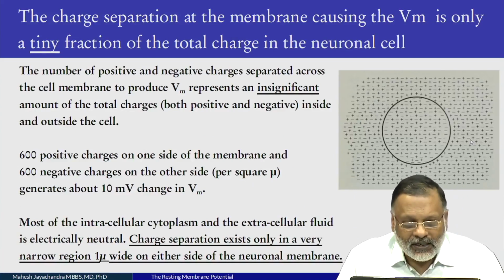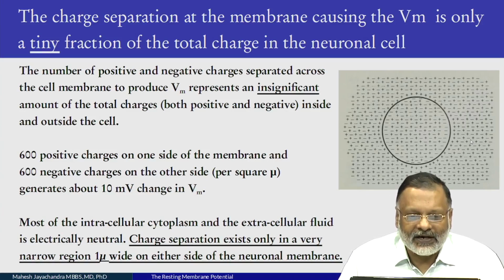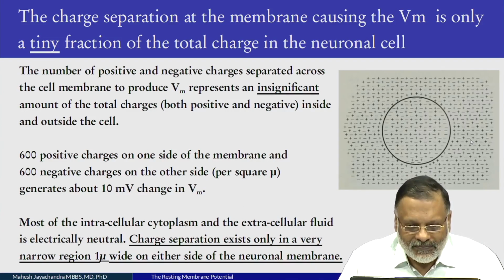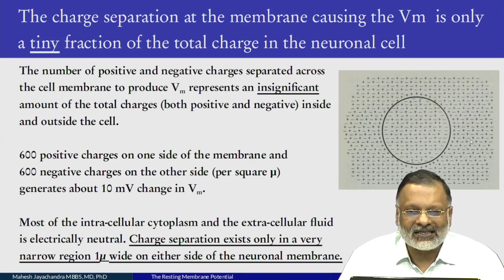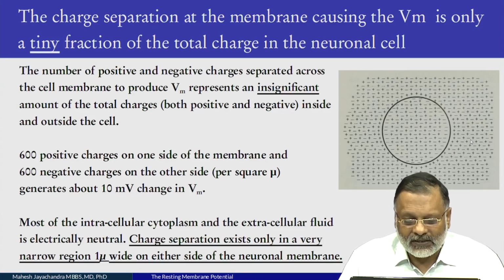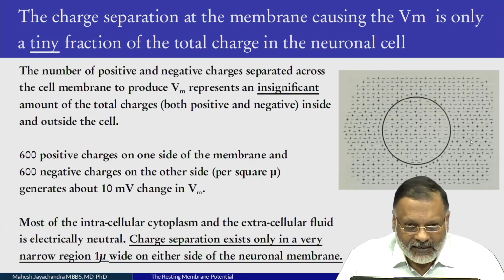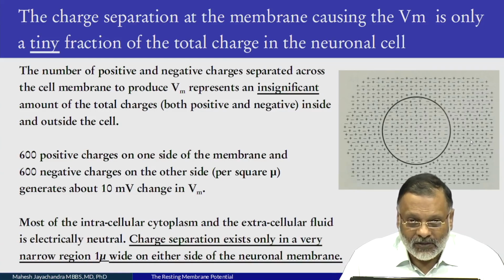The charge separation, okay, what happens at the cell membrane because of these different potentials. The charge separation is very, very efficient. It's just a tiny fraction of the total charge in the neuronal cell. This is the number of charges needed to cause a resting membrane potential, and it's insignificant compared to the total number of charges inside and outside. For example, they've calculated 600 positive charges on one side of the membrane and 600 negative charges on the other side, per square micron. It generates about a 10 millivolt change in Vm.